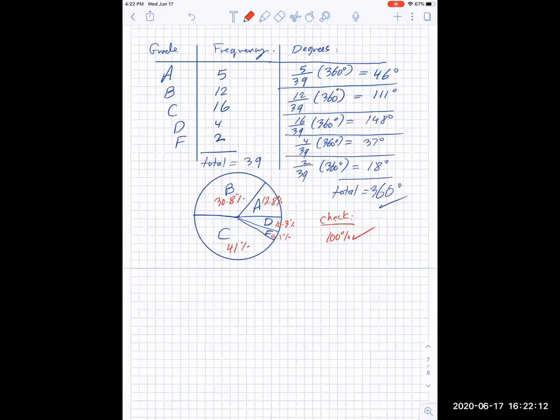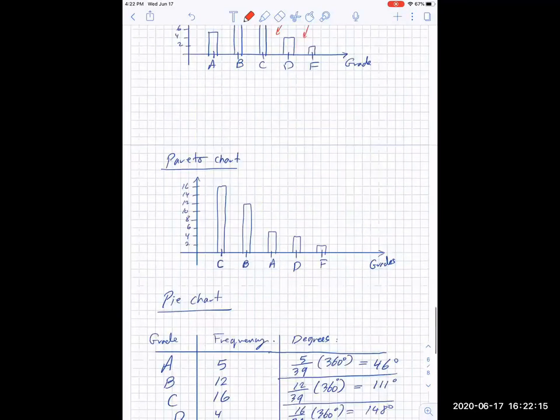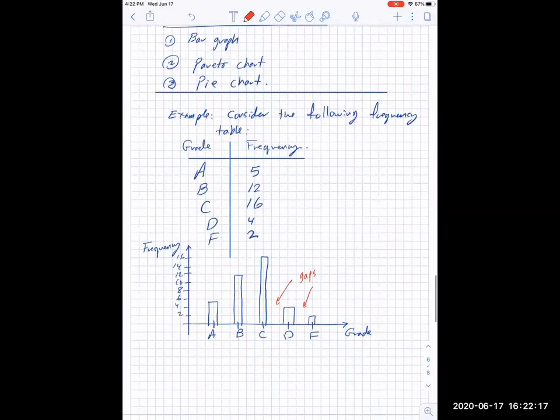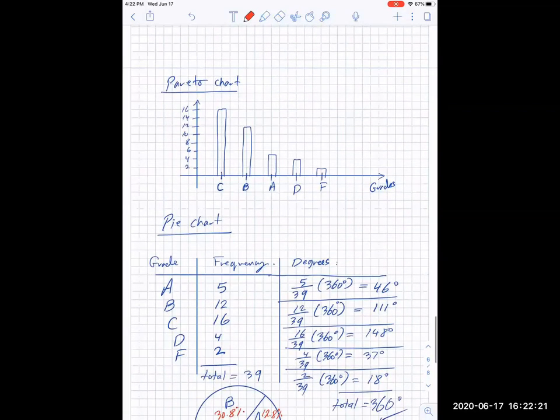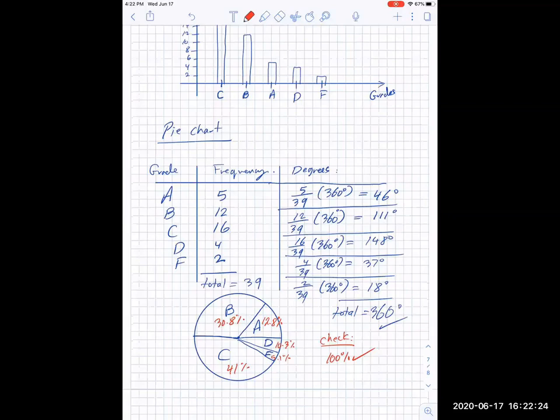Questions on the pie chart, Pareto chart, bar graph? These are graphs specifically for qualitative data. You can use them only if you have qualitative data, categorical data.